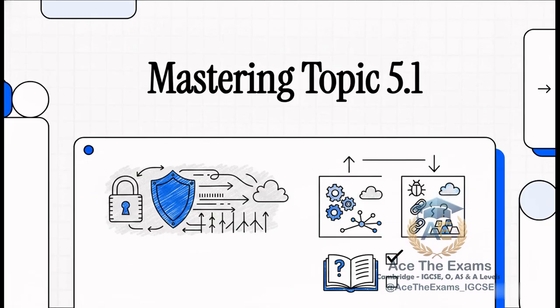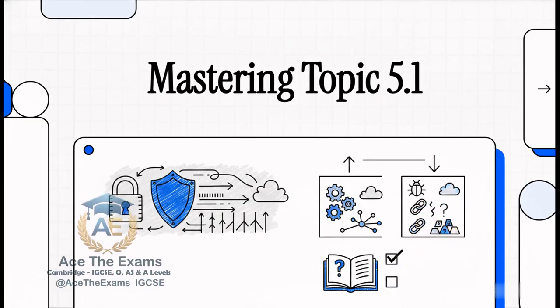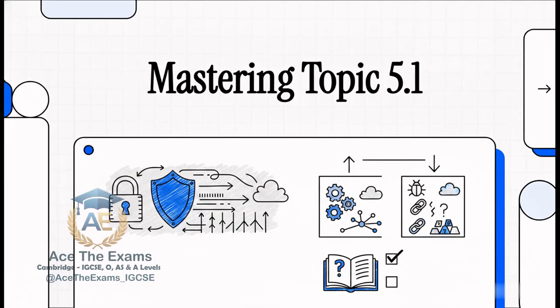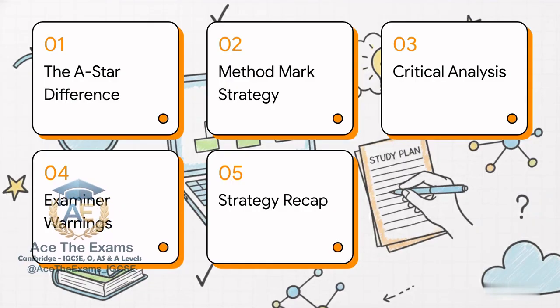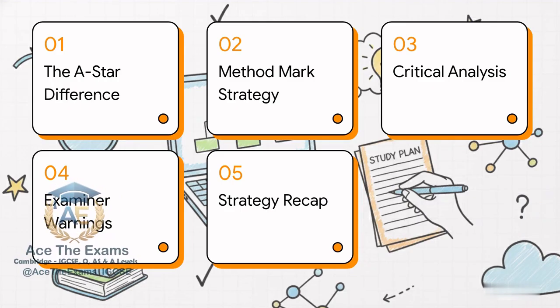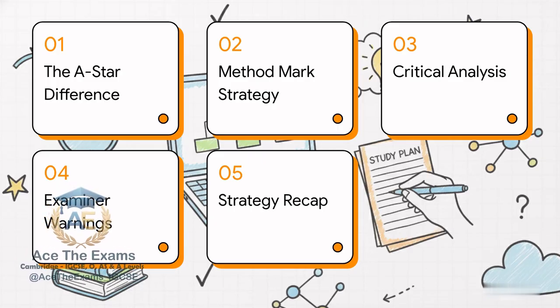And look, we aren't just going to list out the pros and cons of encryption versus firewalls. We're going to look at how to structure your analysis exactly the way Cambridge examiners want to see it, scene by scene. Here's our roadmap for today. We're going to hit the A-star difference, look at the method mark strategy, talk about mastering critical analysis, reveal some top examiner warnings, and finally, wrap it all up with a winning exam strategy recap.